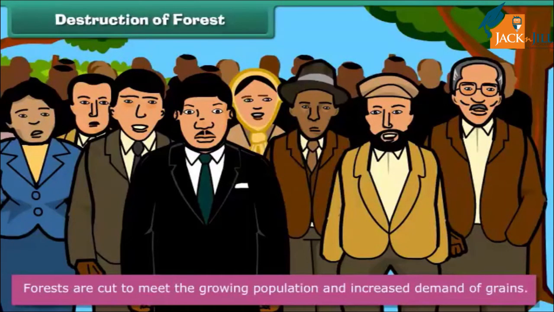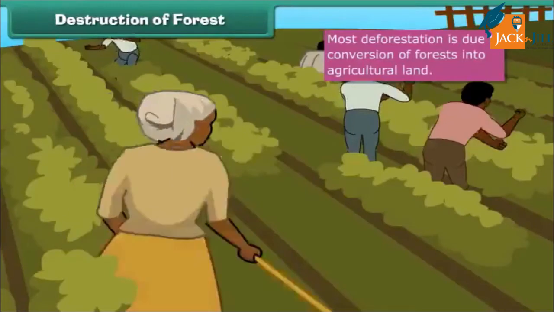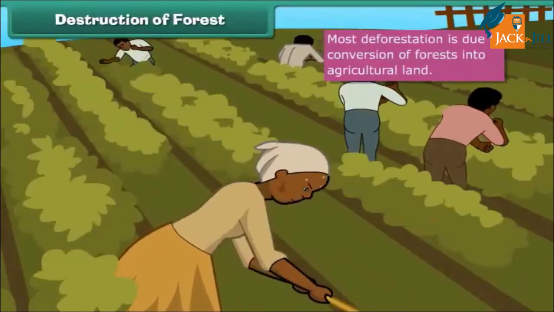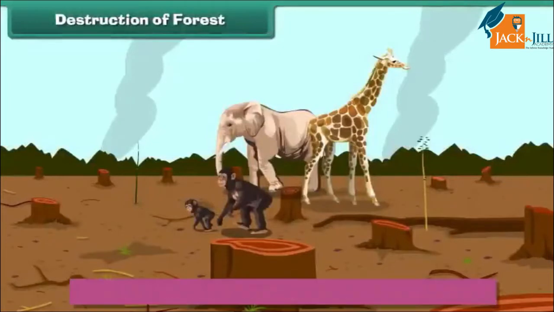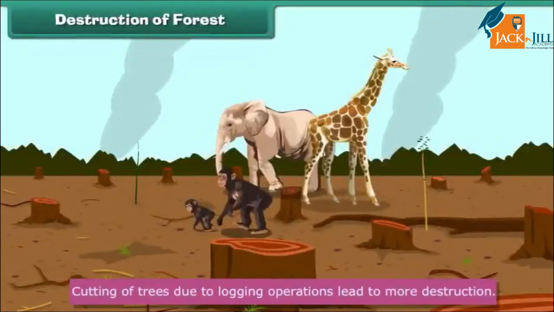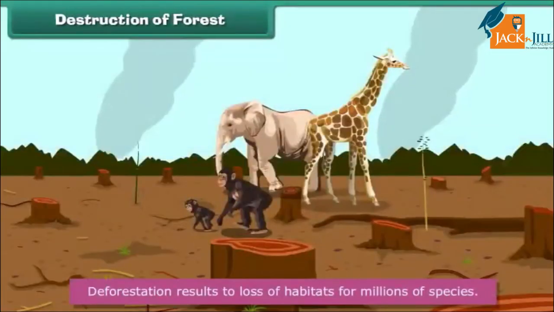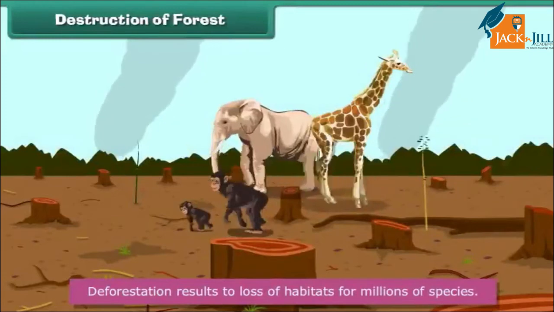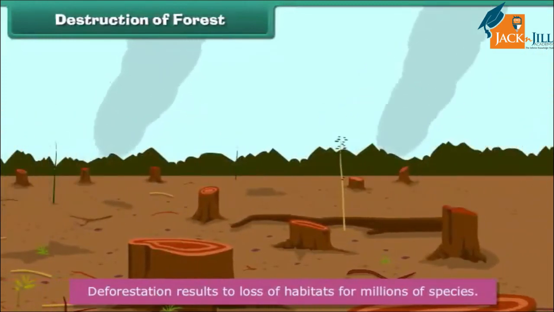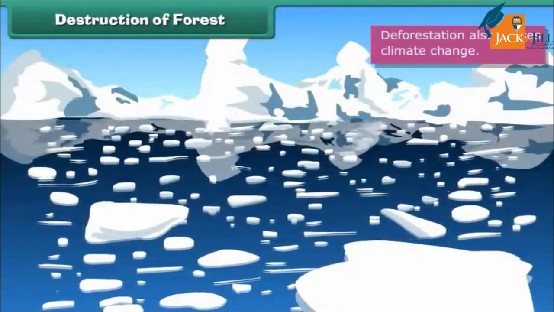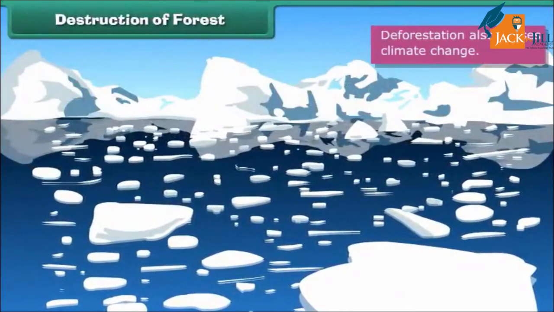into cultivation land. Most deforestation is due to conversion of forests into agricultural land. Countless cutting of trees due to logging operations leads to more destruction. The most severe impact of deforestation is the loss of habitats for millions of species. Deforestation also causes climate change because trees absorb the greenhouse gases. It leads to global warming. We can't survive without trees, and we have to understand that.